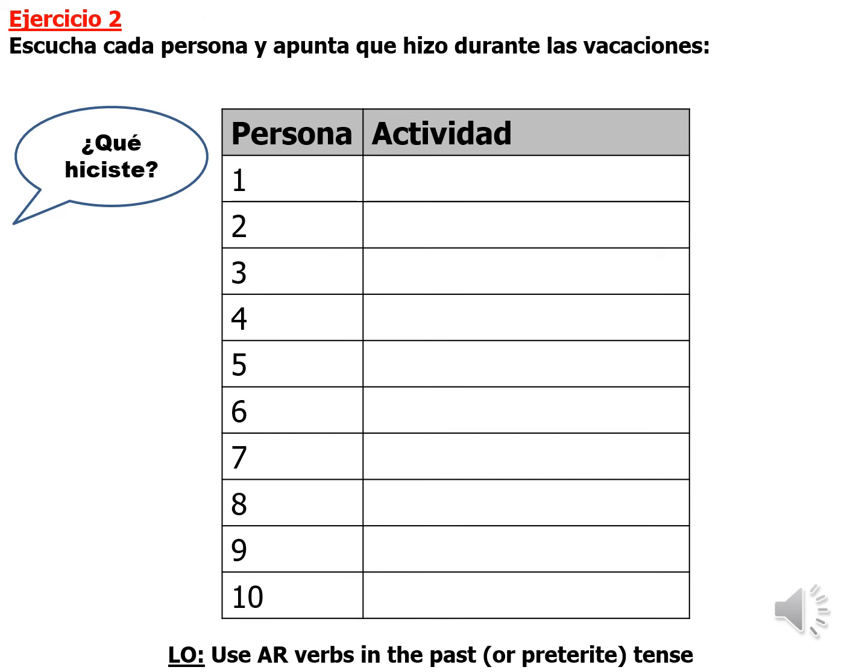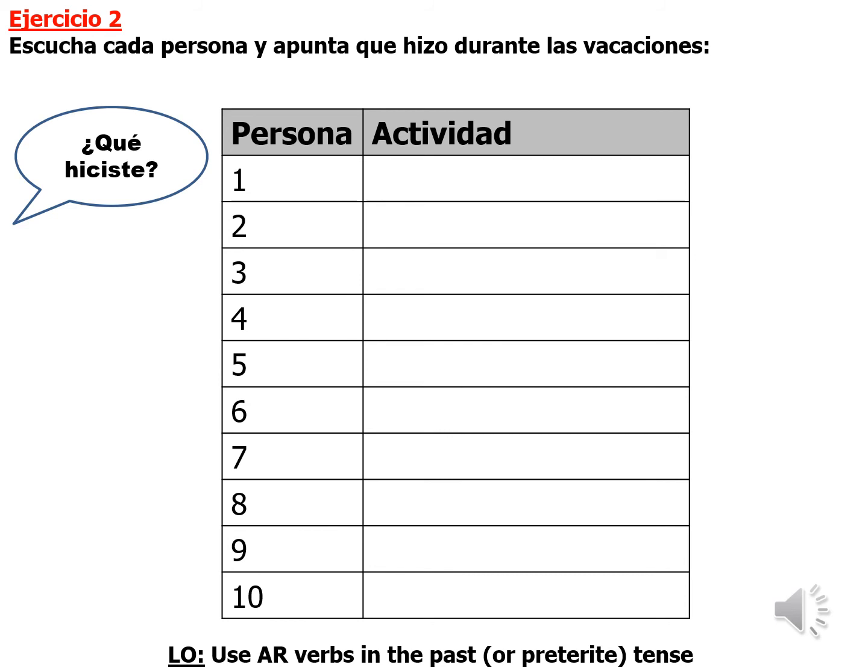Ejercicio 2. Escucha cada persona y apunta qué hizo durante las vacaciones. Listen to each person and note down what he or she did during the holidays. The question they are asked is ¿Qué hiciste? What did you do? Pause the video and copy the table. Okay, let's go. Vámonos. Listen to each person 1 to 10 and note down the activity you hear in English.